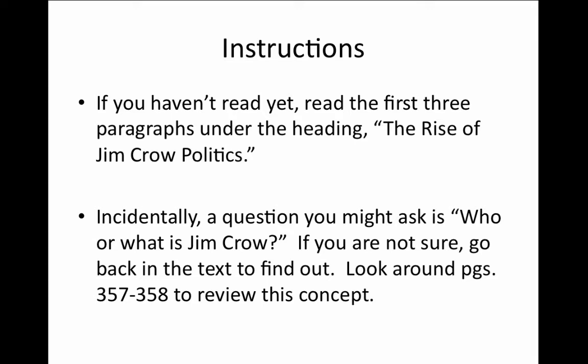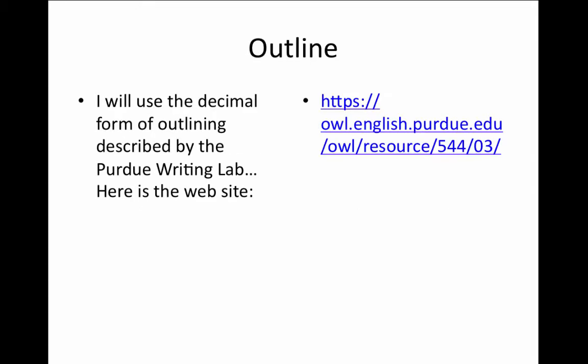Incidentally, a question that you might ask is, who or what is Jim Crow? If you're not sure, go back into the text and find out. Look around pages 357 to 358 to review this concept. I will use the decimal form of outlining described by the Purdue Writing Lab. Here's the website for your reference.